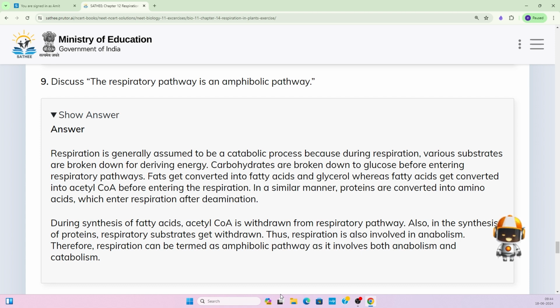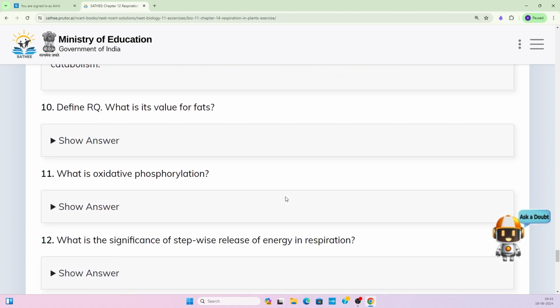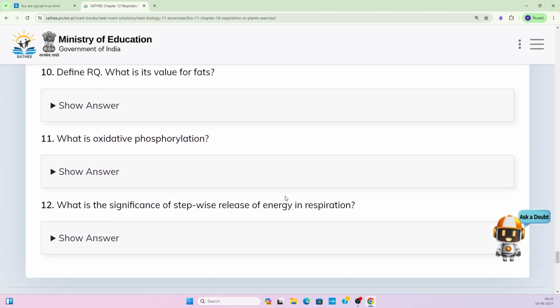So that is why it is better to say that the respiratory pathway is an amphibolic pathway, because it is also used to synthesize other proteins and fats. Sometimes when the requirement of protein and fat is more, these intermediate substances get converted into them. So it is better to say the respiratory pathway is an amphibolic pathway.